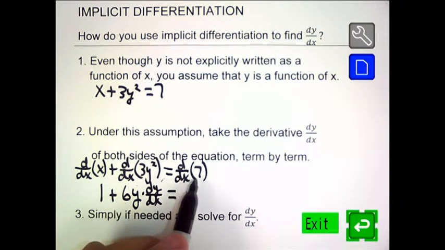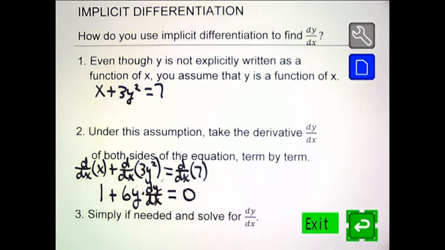And the derivative of a constant is always 0, so the right-hand side would be 0. And the last step in the process is to simplify this if you need to, and then solve for dy over dx. In other words, get this dy over dx on one side by itself. And that's easy enough because this problem is pretty simple.